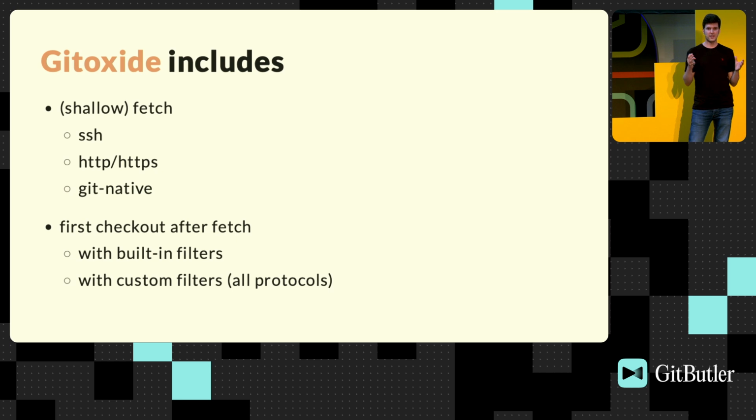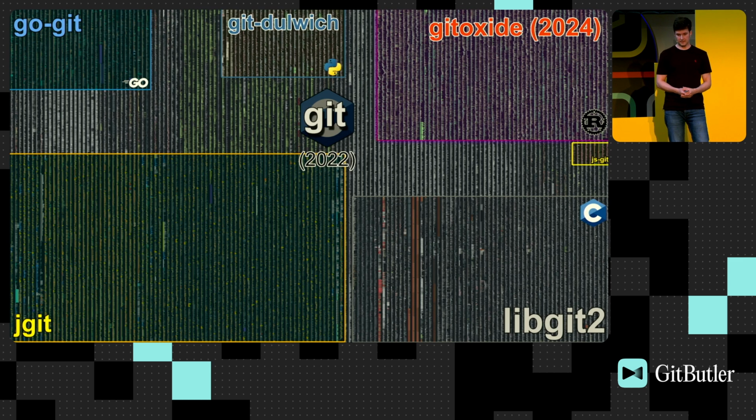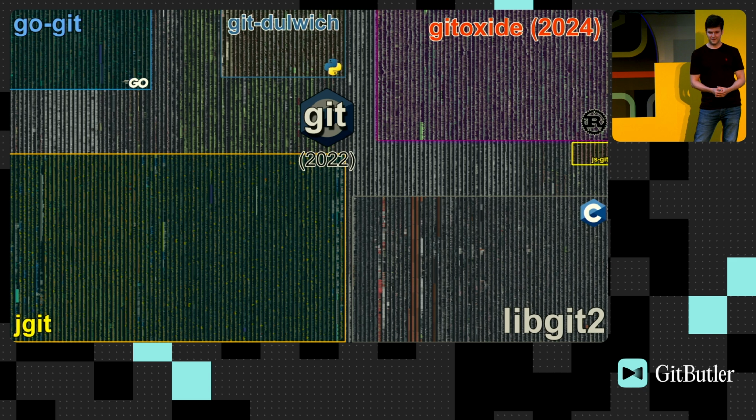Then, you can also already check things out. You can also check things out very, very quickly as long as the target directory is empty, because part of the analysis that is needed to know how to do a git reset or a real git checkout into an existing work tree is not yet implemented. But checkout is really fast. It supports built-in filters and also custom filters, like git LFS will naturally work. That's pretty nice.